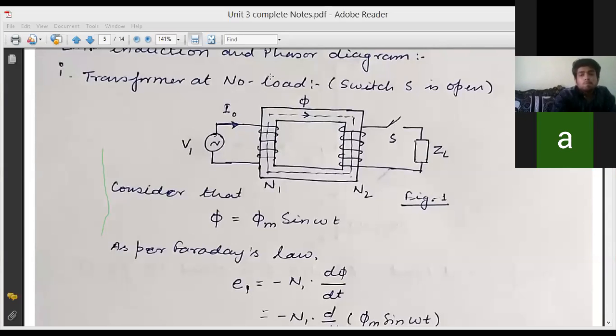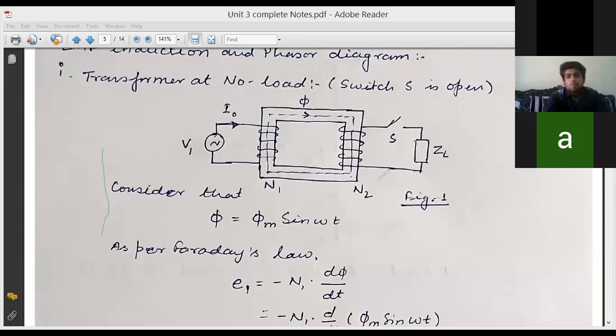So we are starting from here, considering that phi equals phi m sine omega t is the flux which is established in the magnetic core. Why are we considering sine of omega t? Because the voltage applied on the primary winding is of AC nature, meaning sinusoidal voltage. Sinusoidal voltage will result in the production of sinusoidal current, and sinusoidal current will produce a sinusoidal flux. As you know, the flux is directly proportional to the flow of current in the winding. So the flux established in the magnetic core would be phi equals phi m sine of omega t.